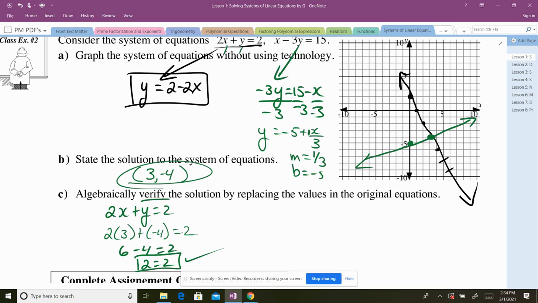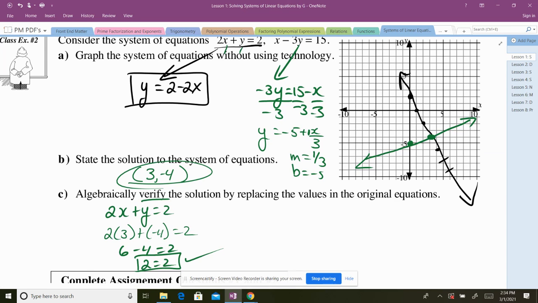Any questions? Put it in y equals mx plus b. Sketch the lines. Use a ruler. Don't do what I did and get some wavy stuff unless you're going to mark out a whole bunch of points. Where they intersect is your answer.